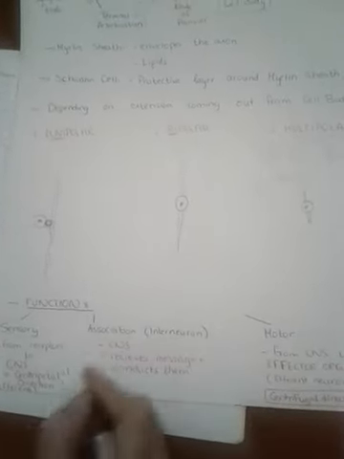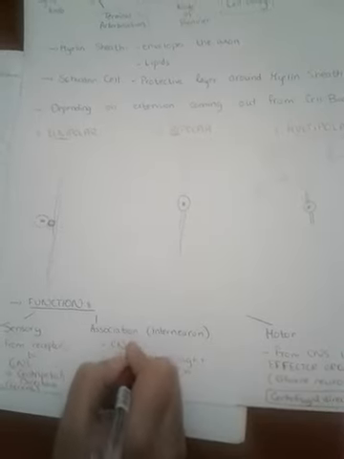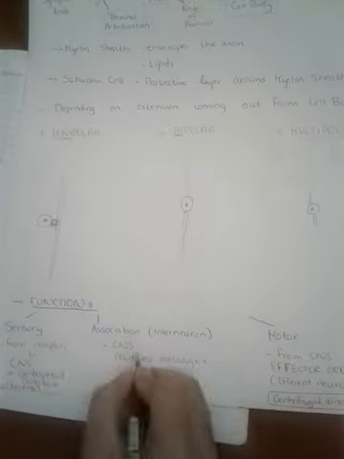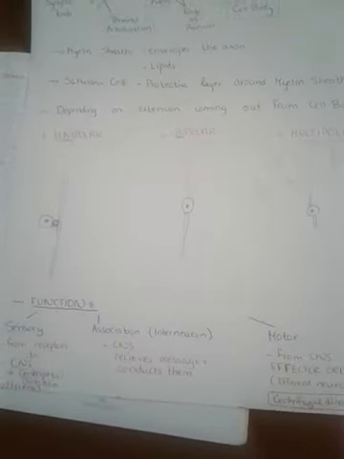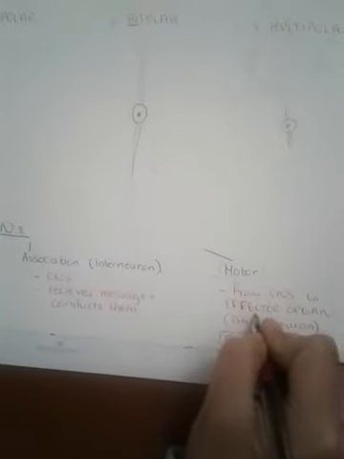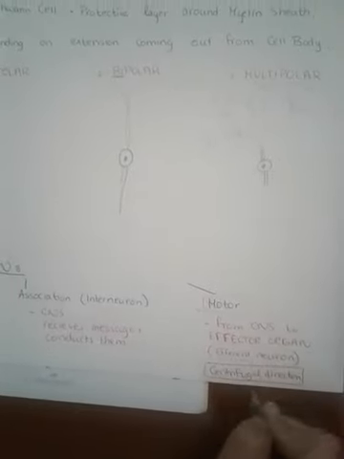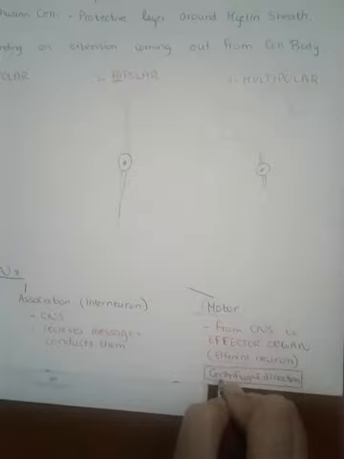The association or interneurons, they receive the message. They are found in the CNS or the central nervous system. So I would find interneurons in the brain and the spinal cord. They receive the message from the sensory neuron and conduct it. Okay, so they try to understand what's going on and send a message finally to the motor neuron. So the motor neuron takes this message from the interneuron, from the central nervous system, to an effector organ. Okay, this is why we call it an efferent neuron, and we call the direction the message travels centrifugal direction.